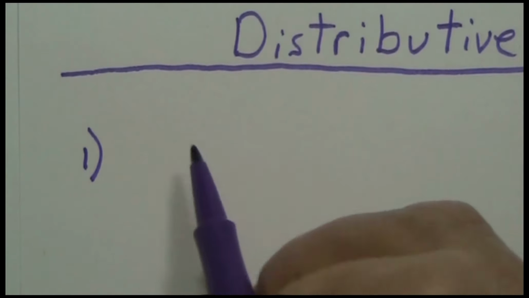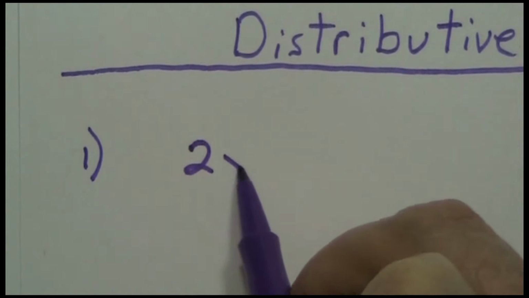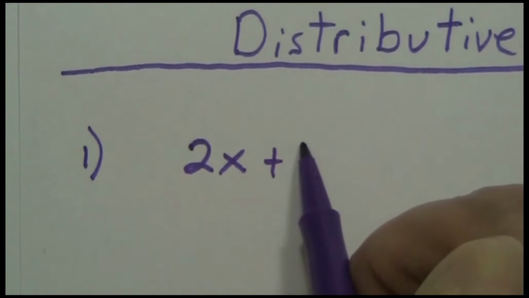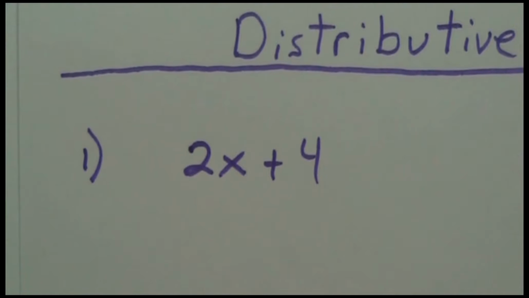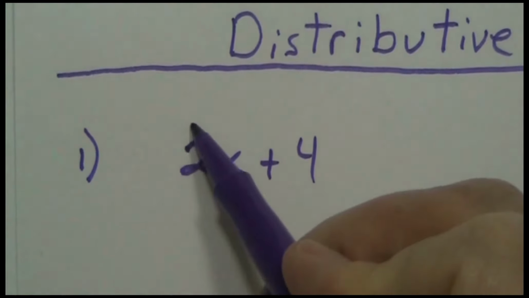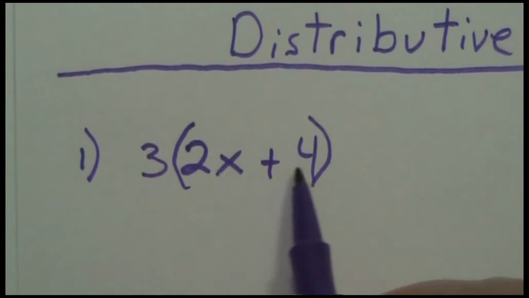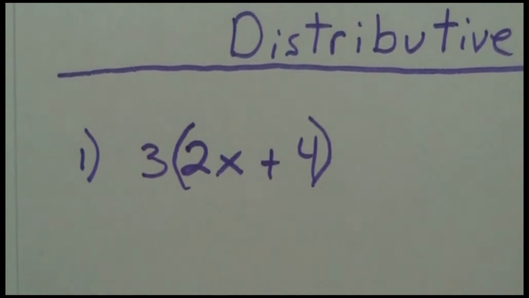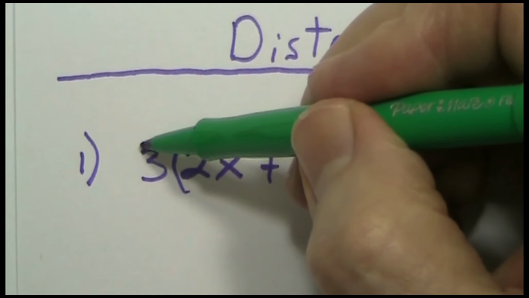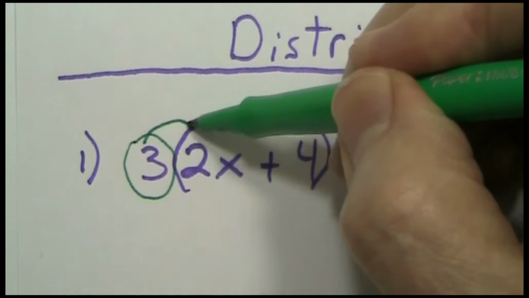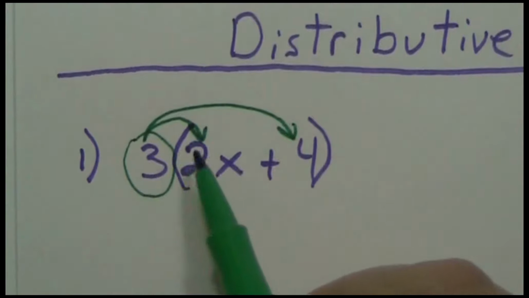Okay, here's our first example. Now, hold on just one moment. Don't write anything yet. But if I have this expression, 2x plus 4. Okay, that's an expression. You cannot combine these. They are not like terms. And then I take this and I want to multiply it by the number 3. I want this 3 times. What we're going to do is use the distributive property. In other words, we'll take this outside number and we'll multiply it by each number inside the parentheses. So we're going to distribute the 3.